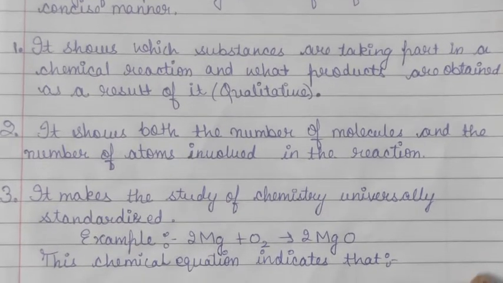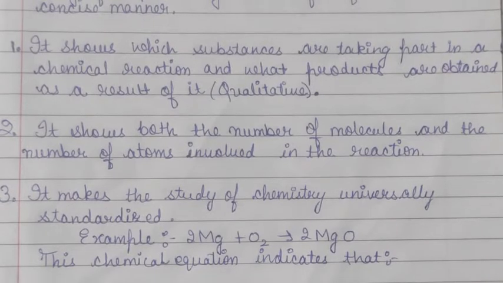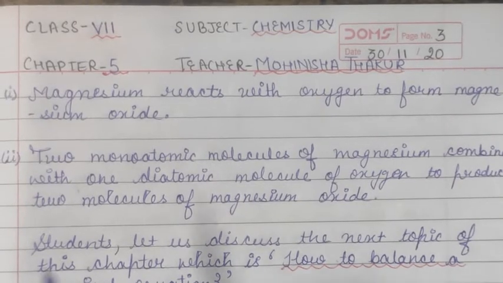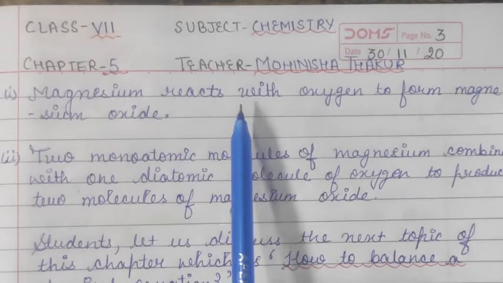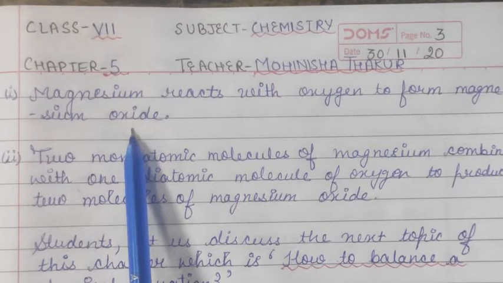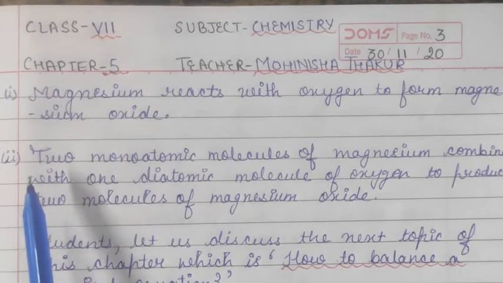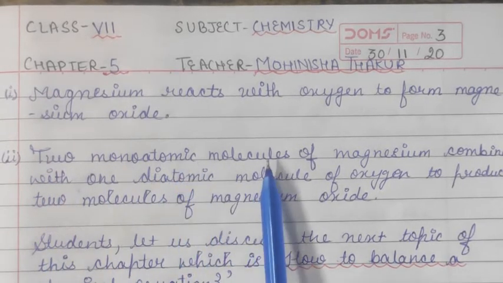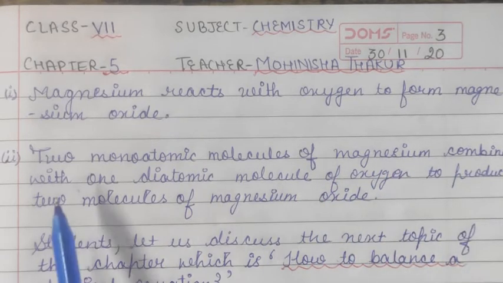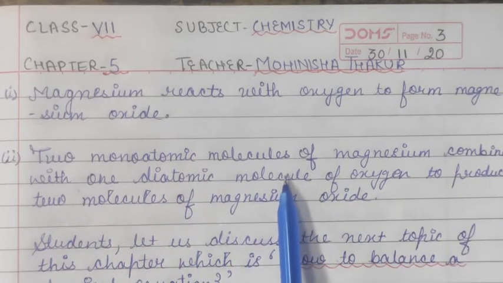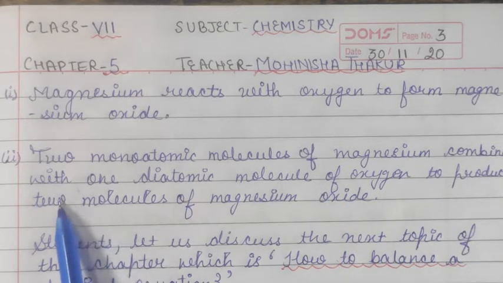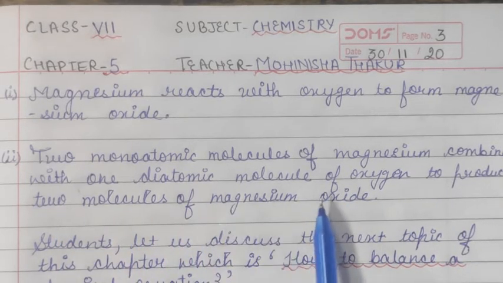This chemical equation indicates that, number 1, magnesium reacts with oxygen to form magnesium oxide. Number 2, two monoatomic molecules of magnesium combine with one diatomic molecule of oxygen to produce two molecules of magnesium oxide.